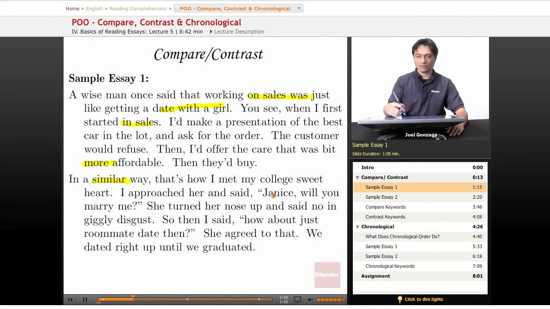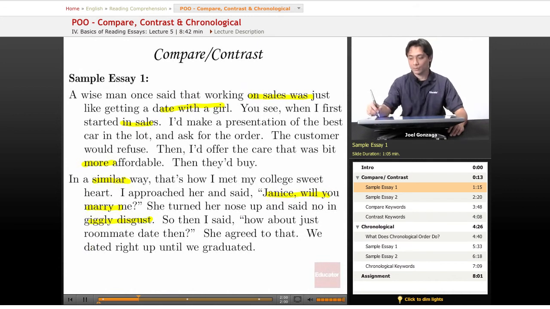I approached her and said, "Janice, will you marry me?" She turned up her nose and said no in giggly disgust. Then I said, "How about just a roommate date then?" She agreed to that. We dated right up until we graduated.